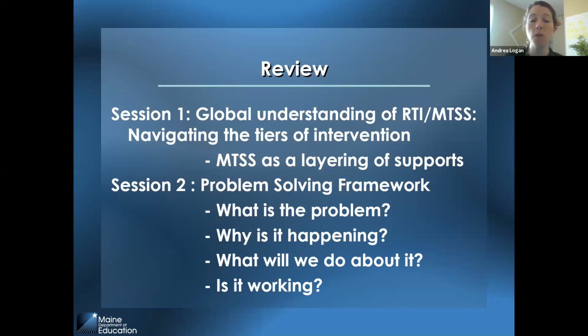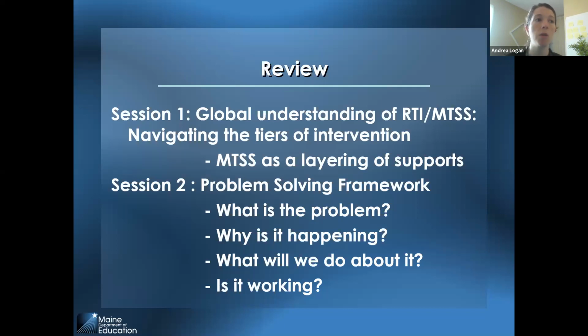And we talked about your role as educational technicians in terms of how you could contribute to that problem-solving framework in instances where you may not be part of the MTSS leadership team, or you may not be part of a student's support team. And so we talked about some ways to collect data.